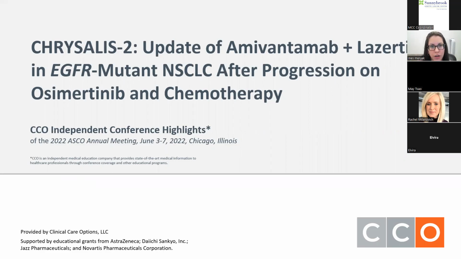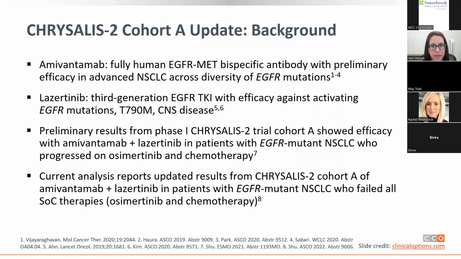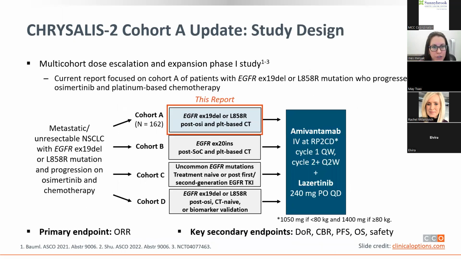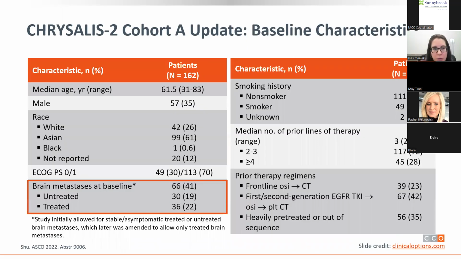We're looking at a combination of amivantamab and lazertinib for patients who previously progressed on osimertinib and chemo. Amivantamab is an antibody for EGFR as well as MET. Lazertinib is a third generation TKI similar to osimertinib that works against T790M, and it has some CNS control. They looked at a cohort of patients with the typical EGFR mutations who progressed, as I mentioned. They were given amivantamab and lazertinib in a single non-comparative expansion of phase 1, and their primary endpoint was overall response.